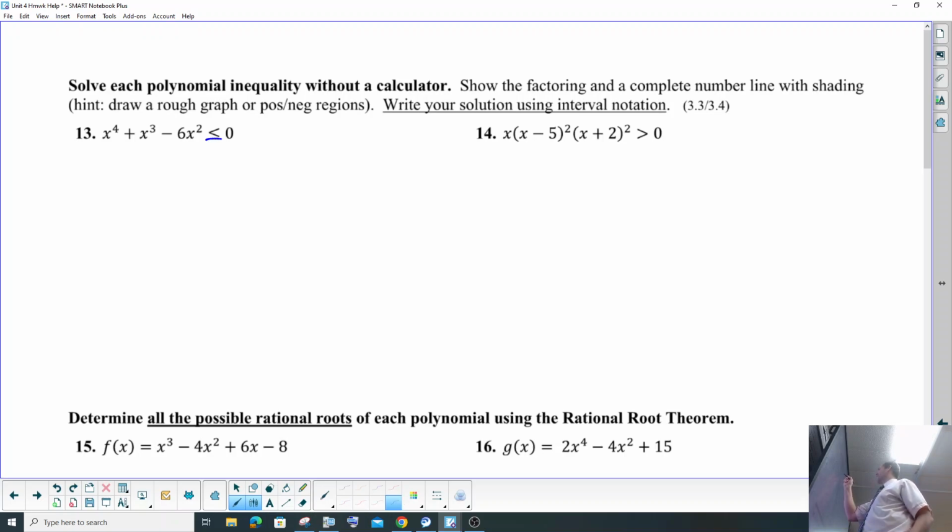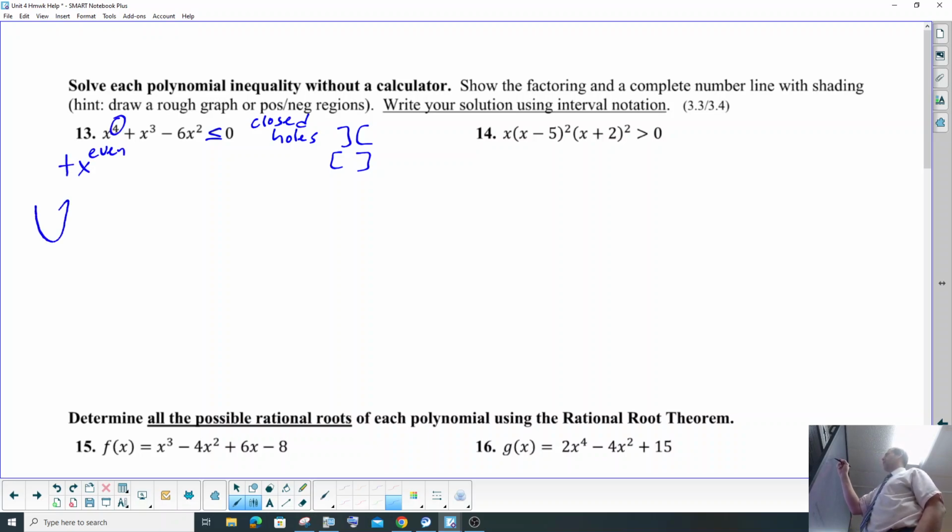Okay, so less than or equal to 0 means closed holes, which also means brackets. Brackets. Okay, so then we've got to graph it first. We have our end behavior, which is a positive x, and 4 is even. So that's going to be up, up.